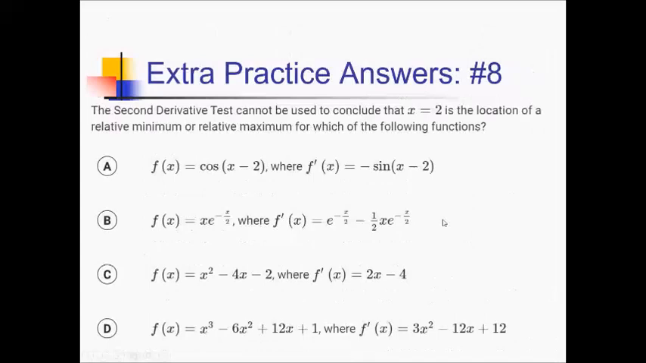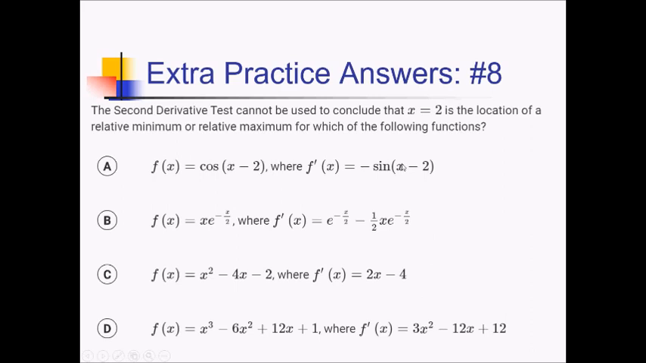On this problem, I'm trying to figure out which of these functions I can't use the second derivative test to show that x equals 2 is a min or a max. So I've got the original functions, I've got all the f primes. I'm going to have to supply the f double primes later on, but let me start with the f primes. If the second derivative test is going to work, then f prime of 2 is going to have to equal 0. Let's just actually plug into all these to make sure that's the case.